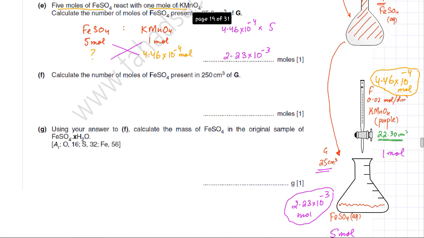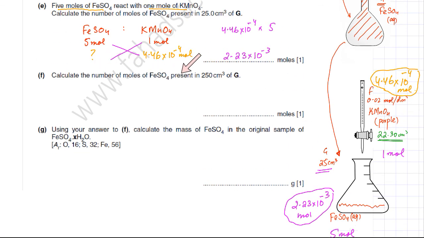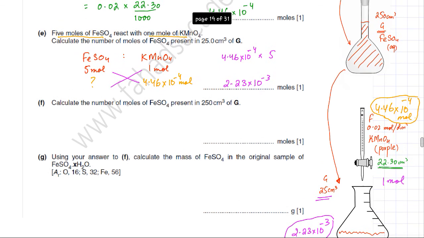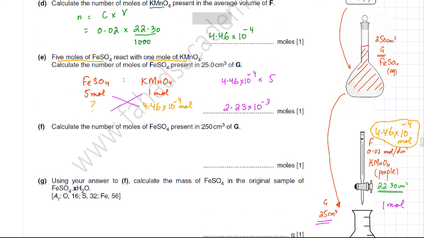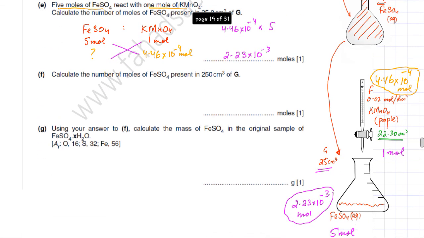And in the next part, part F, you're now asked to calculate the number of moles of FeSO4 present in this original 250 cm cube solution. So remember this original solution that we made. The original solution was a 250 cm cube solution that contained FeSO4. And we only titrated 25 cm cube of this. And what we know is that the 25 cm cube solution in this flask over here contains 2.23 into 10 to the power minus 3 moles of FeSO4.